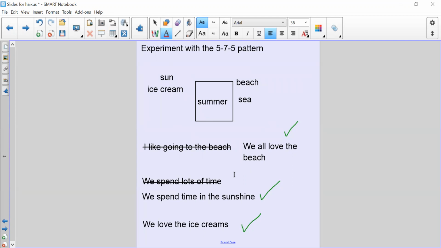Then I wanted to say we spend lots of time, and as I said that, I realised I'd already used up 5 of my 7 syllables, so I needed to change it slightly. So I came up with we spend time in the sunshine, which is the 7. So a tick. And then we've got we love the ice creams, which is the final line of 5 syllables. And this did take me a while, okay? So don't feel as though it should only take you 5 minutes as you're playing around with the syllables, but try and write your poem with the syllable pattern in mind.